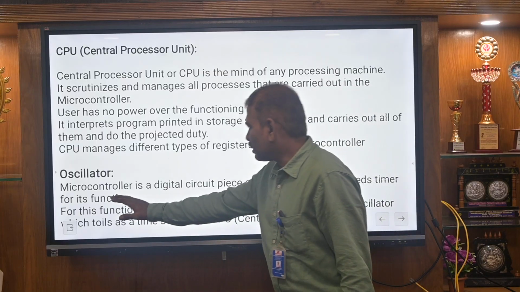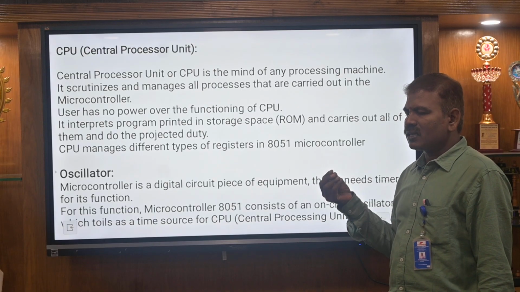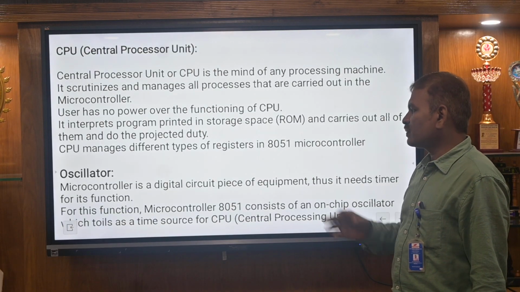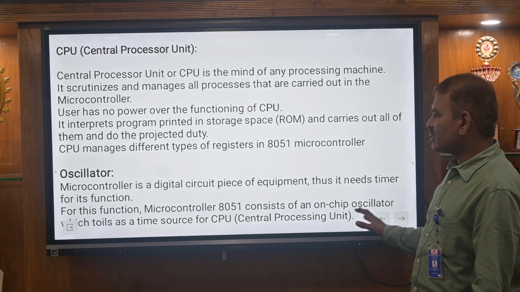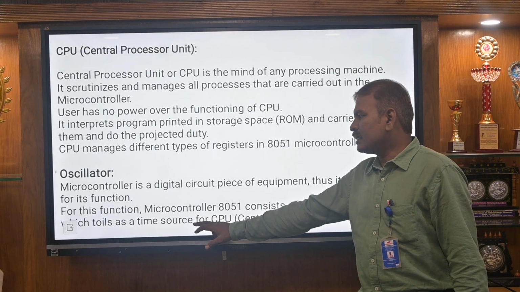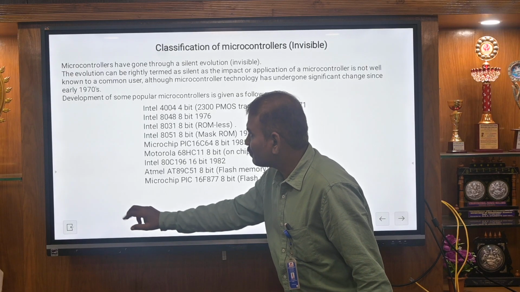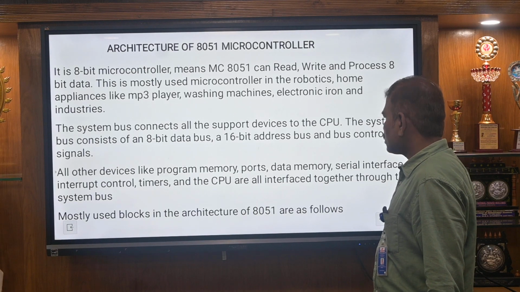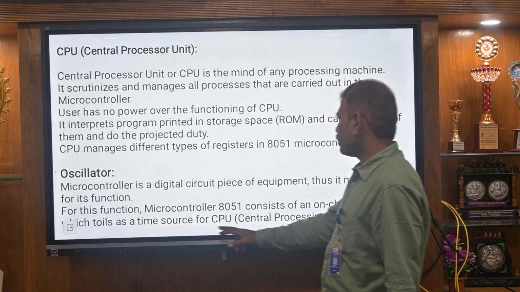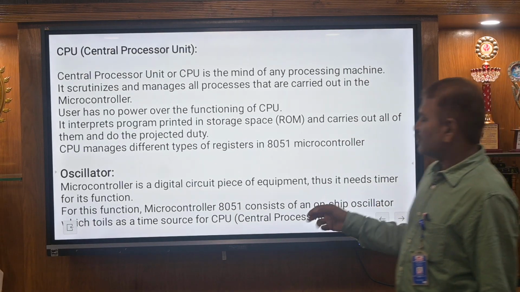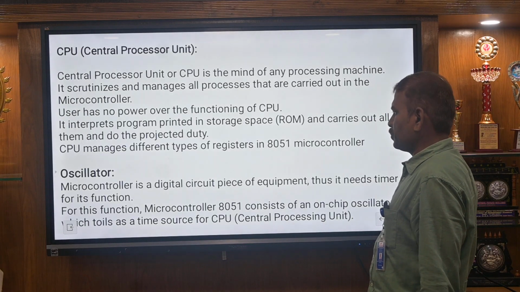The oscillator in the microcontroller serves that piece of equipment. The 8051 consists of an on-chip oscillator, which is interconnected. In the interconnection, any one oscillator will function. At the time of the source, the signal will be received in the CPU. Both are connected: the oscillator and the CPU.